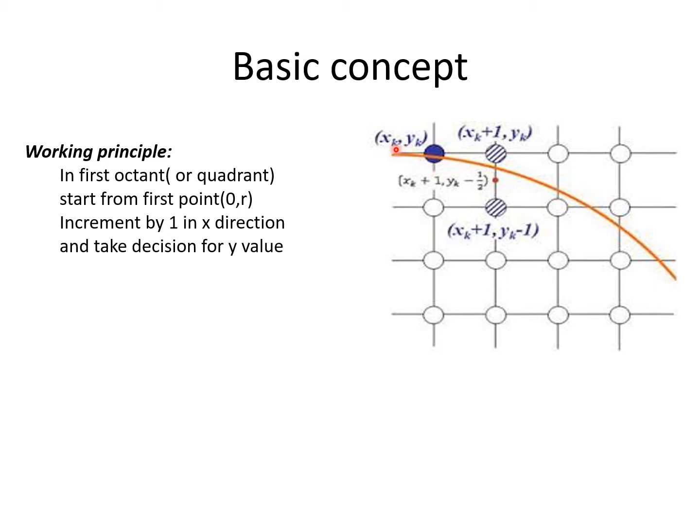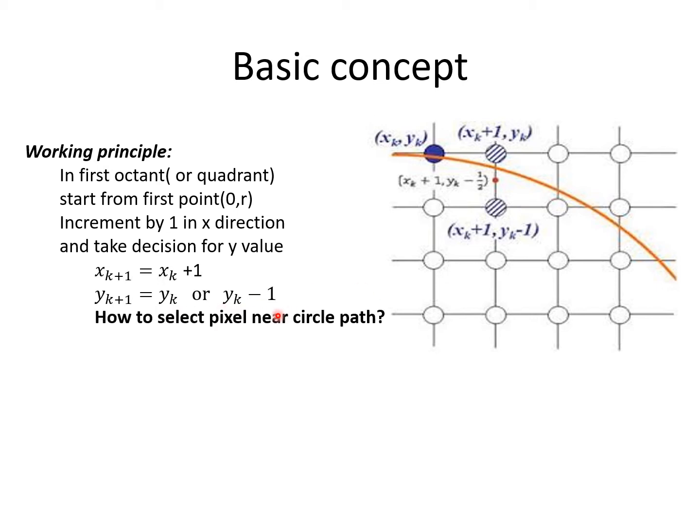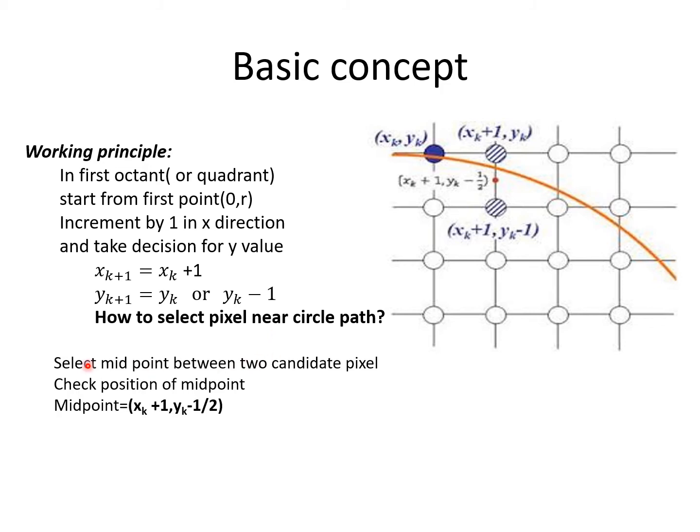For example, here (xk, yk) is the current pixel. For the next pixel, x is incremented by 1 and for y we have two candidate pixels, yk and yk minus 1. So a decision has to be taken between yk or yk minus 1. How do we select amongst these two, or decide which pixel is nearer to the circle path? We choose a midpoint between the two candidate pixels. These two pixels have a midpoint which is given by a red dot over here.